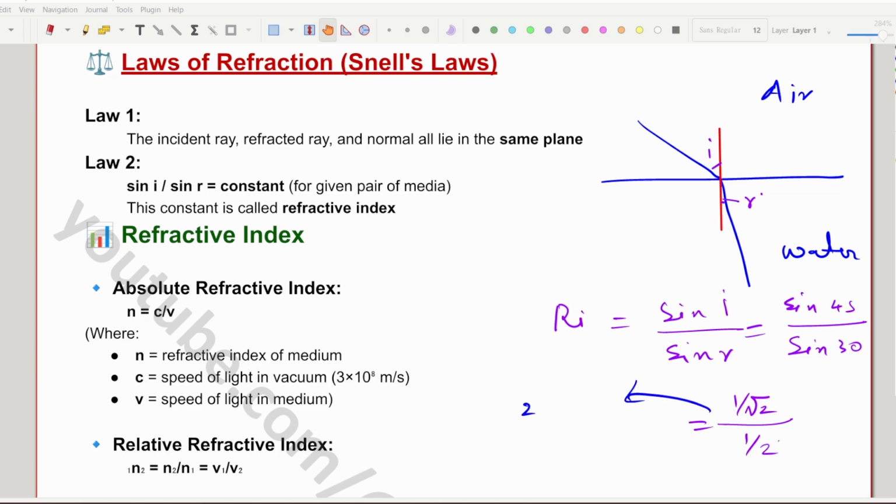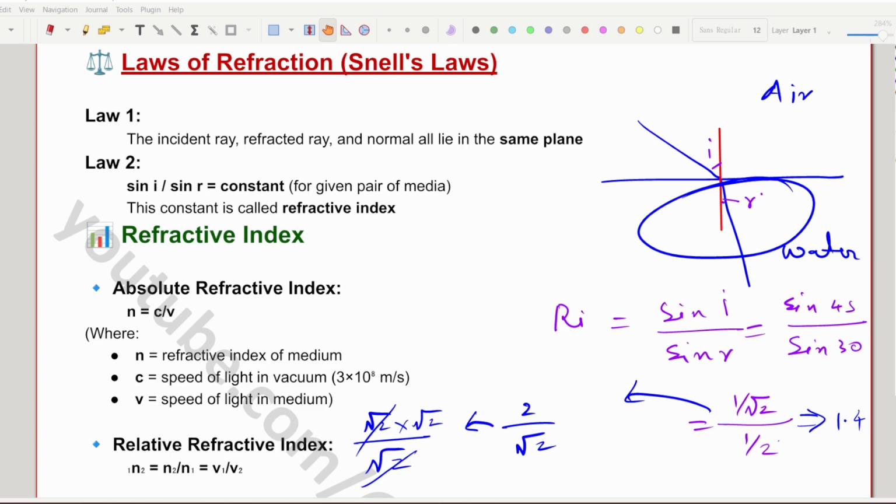This can be written as 2 by root 2, and this 2 by root 2 can be written as root 2 into root 2 by root 2. Root 2 will get cancelled. We will have root 2, that is approximately equal to 1.4. And since it's 1.4, it means it's bigger than 1, and that's why the water in this example, not the real water, has 1.4 refractive index, whereas real water has 1.3. So this is how the refractive index works.